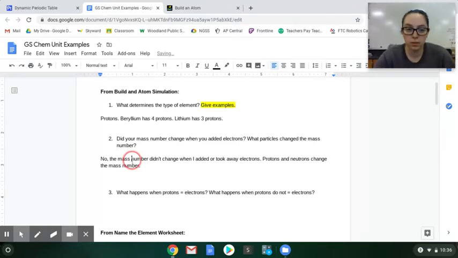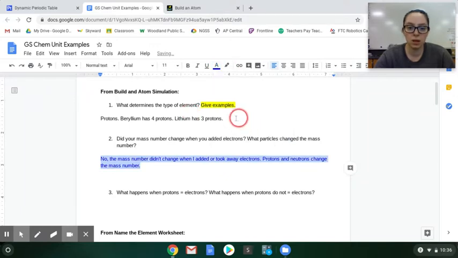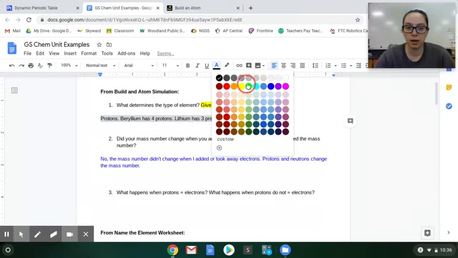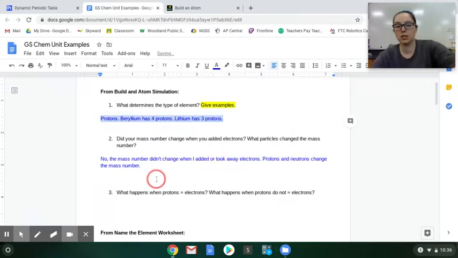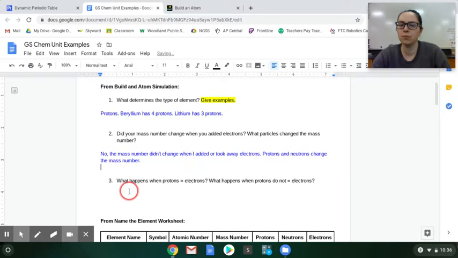Okay, so there we go. We have 3 subatomic particles that we need to pay attention to: protons, neutrons, and electrons. And we know that protons and neutrons change the mass number. Protons change the identity of the element. Electrons determine the charge. So that's kind of the answer to question 3.